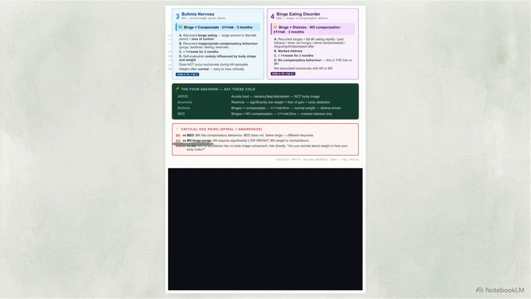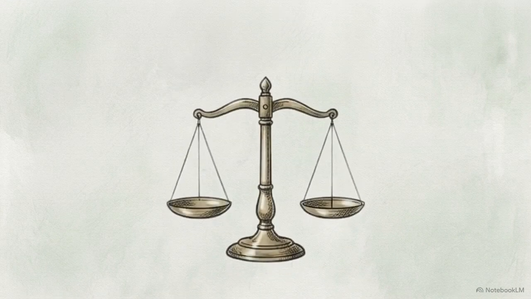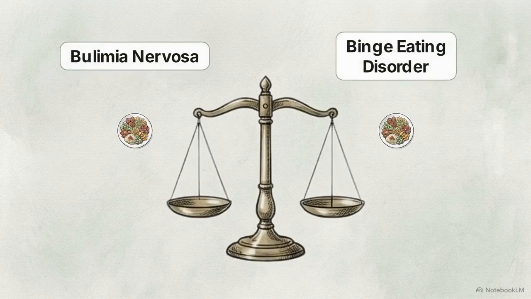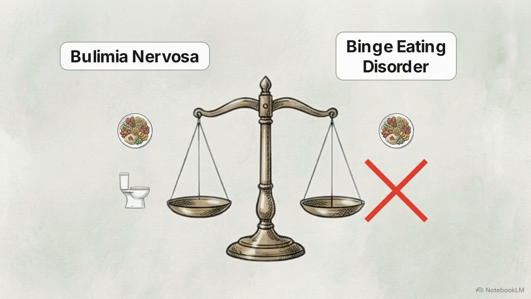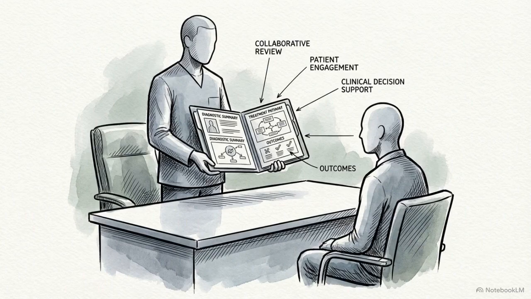In feeding and eating disorders, weight is often the primary differentiator. This reference shows that anorexia nervosa requires significantly low weight. To distinguish binge eating disorder from bulimia, you must look for compensatory behaviors like purging. Binge eating disorder is defined by their absence. Mastering these specific pivot points allows you to justify and defend your diagnostic choices in the handover.